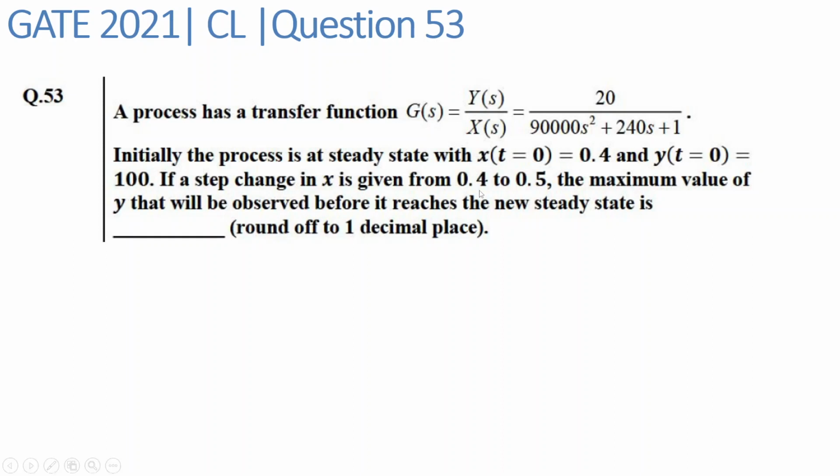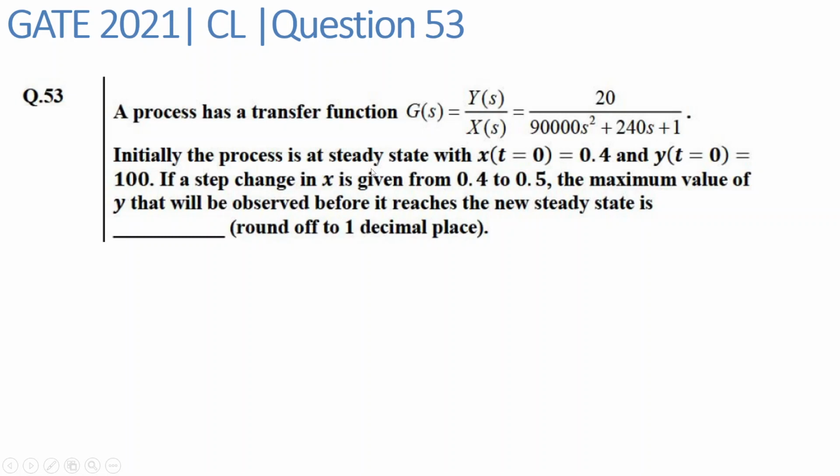Hello everyone, we are solving question number 51 of GATE 2021 Chemical Engineering paper, and the subject is Instrumentation and Process Control. The question is, a process has a transfer function G(s) = Y(s)/X(s) = 20/(90,000 s² + 240 s + 1).